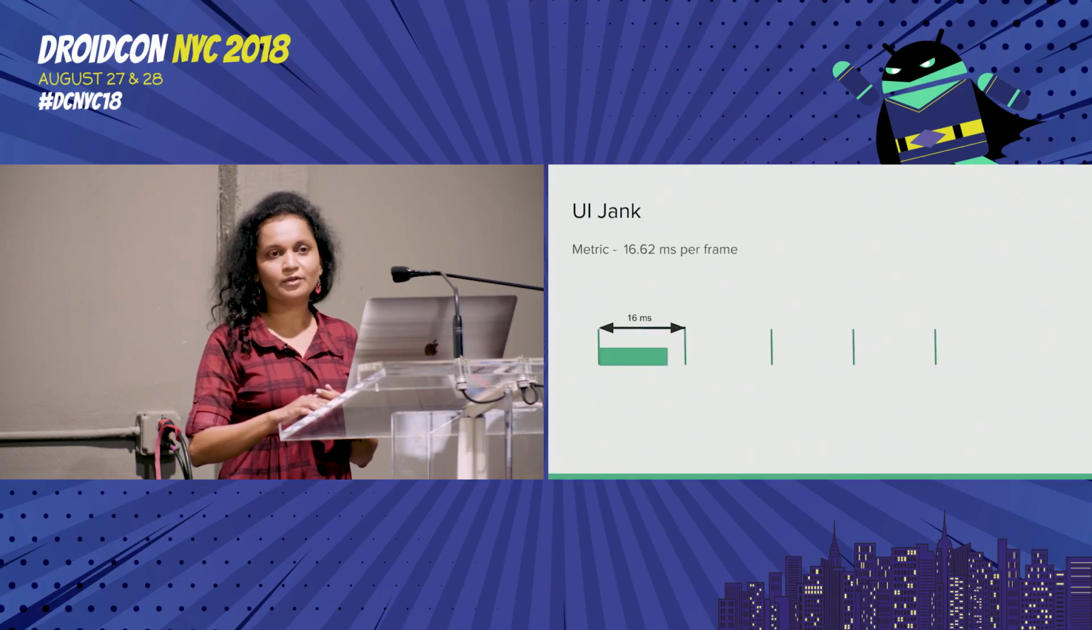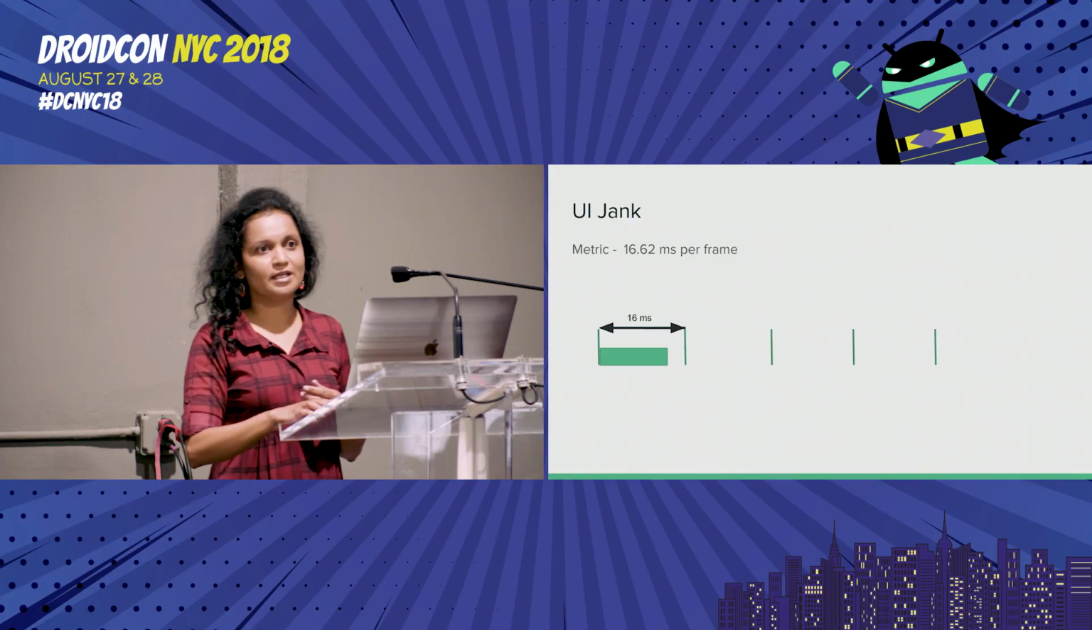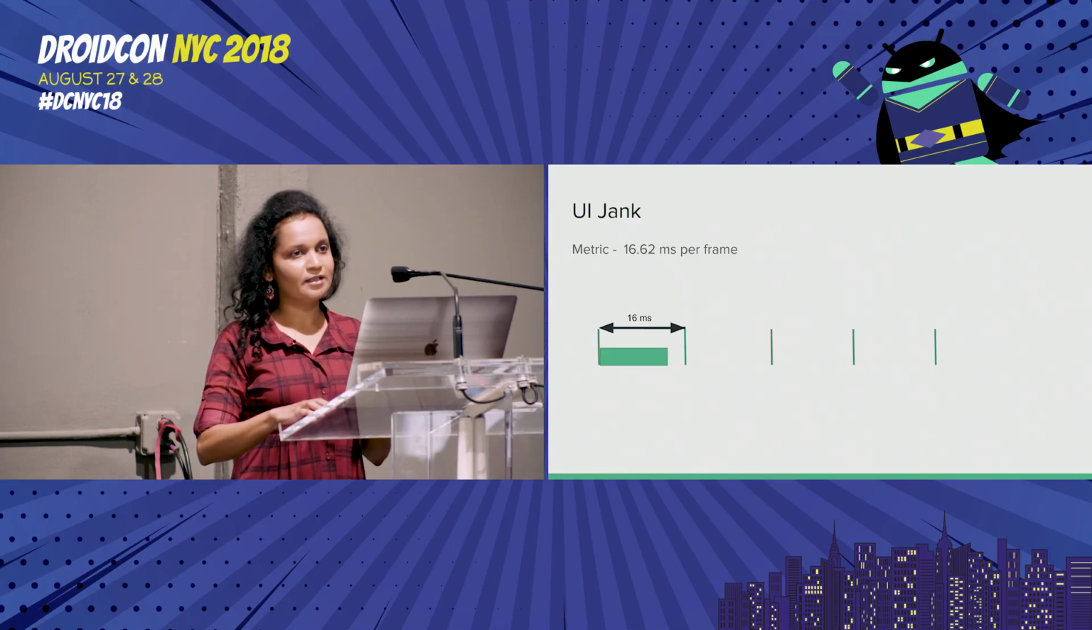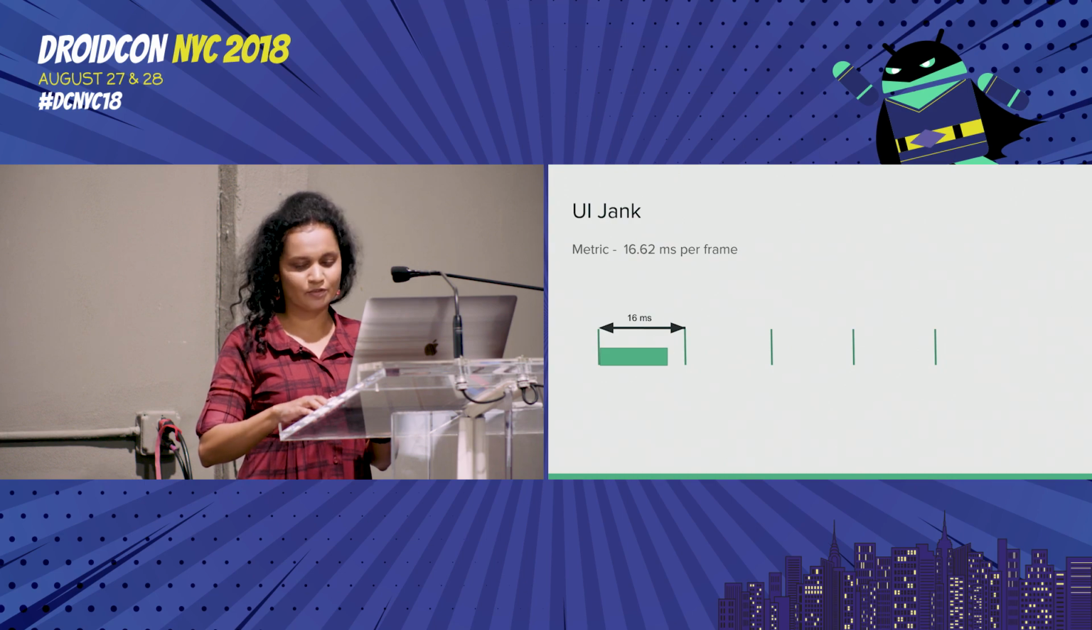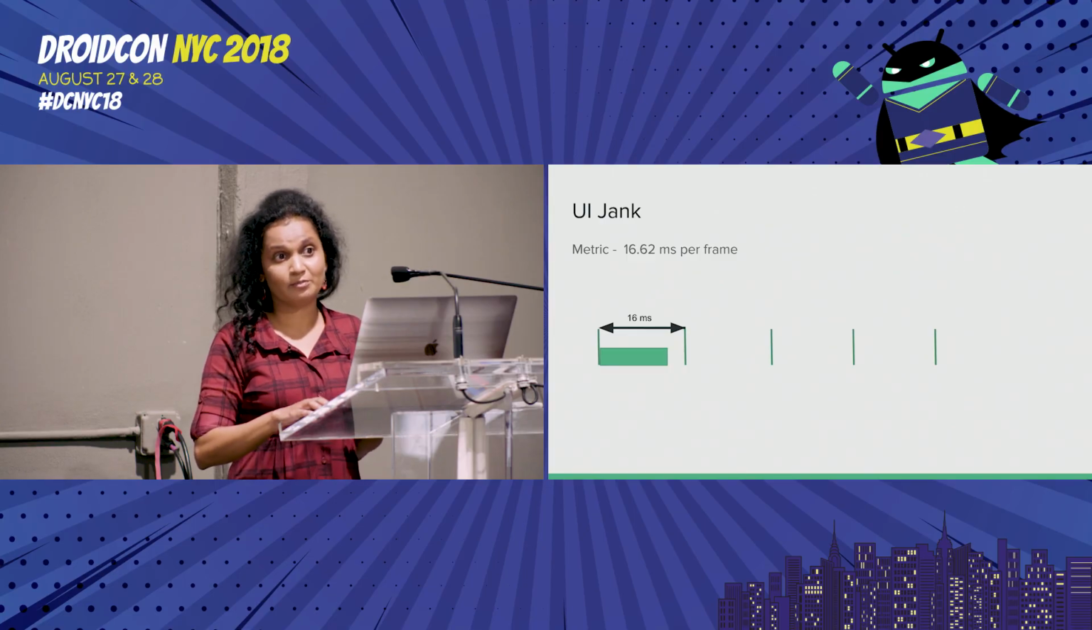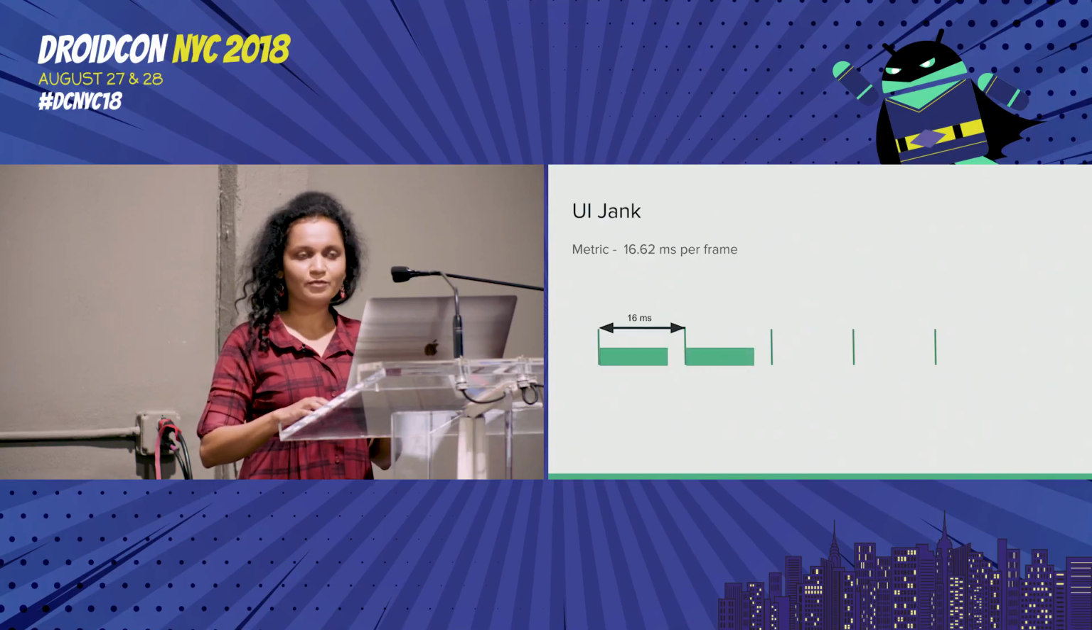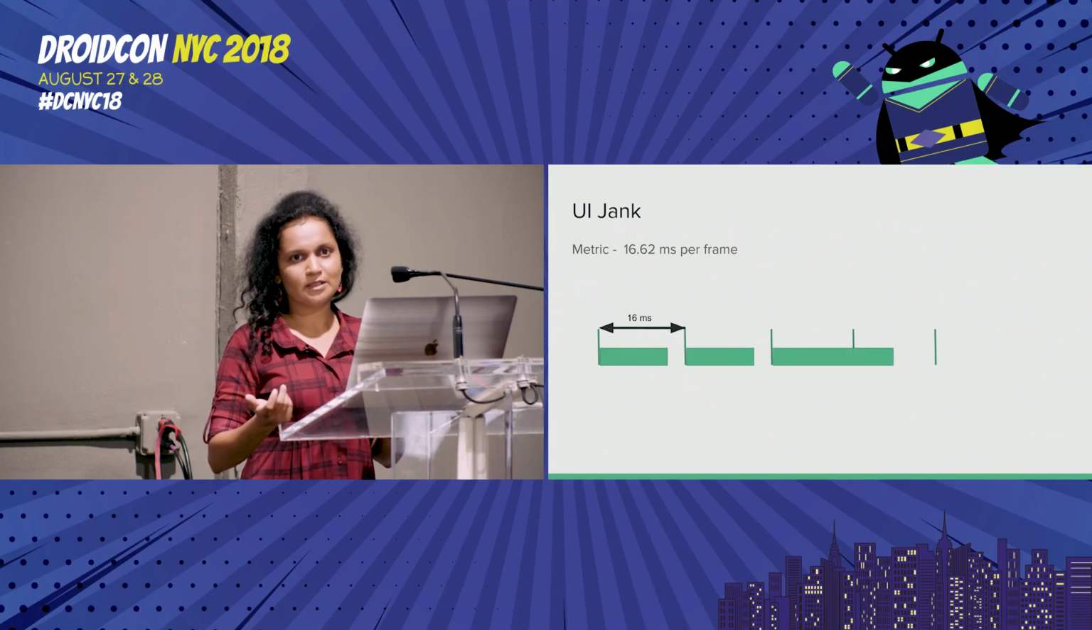So here the vertical bars represent the time slices, and the duration between each two vertical bars is 16 milliseconds, and the horizontal bar represents how long a particular frame took to get rendered to the screen. So if we look at the first frame, it took less than 16 milliseconds, so that means it is good. What about the second frame? It also took less than 16 milliseconds, so far we are doing good. What about the third frame? It took more than 16 milliseconds.